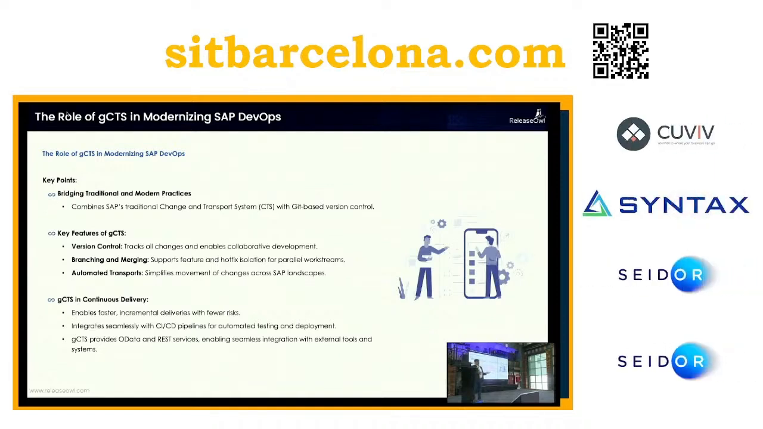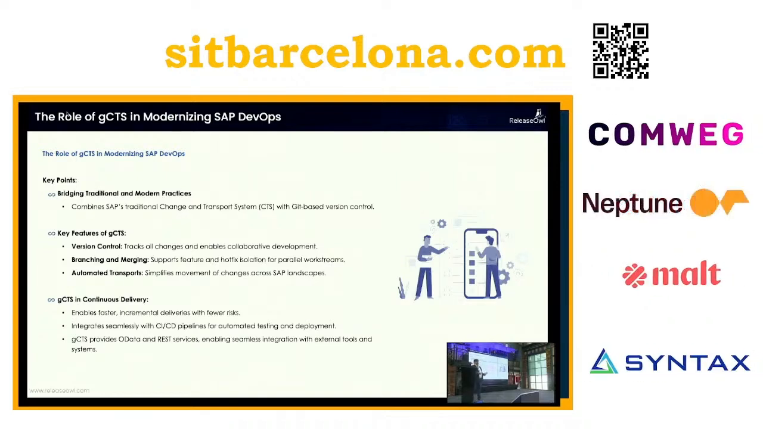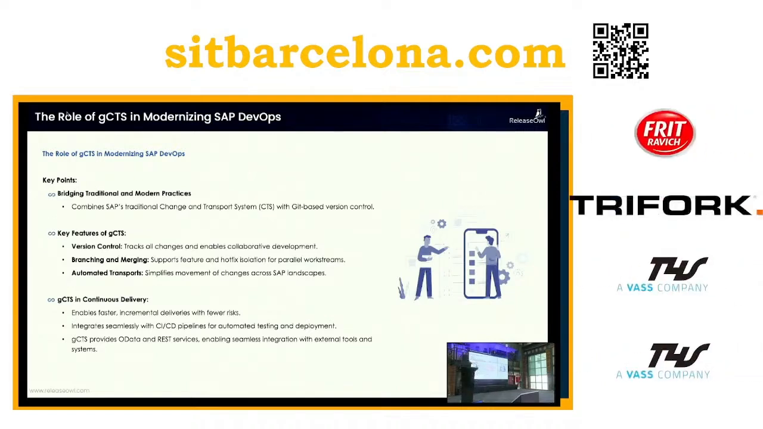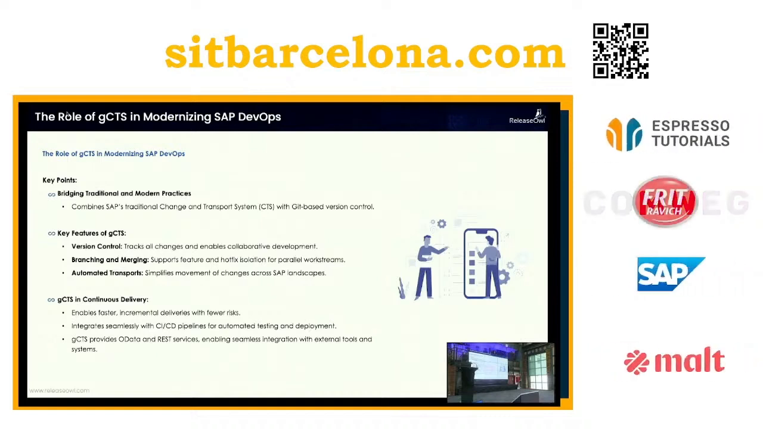gCTS has been there as long as CTS has been there. But adoption of gCTS has run into a lot of challenges, and that is where we are trying to take gCTS much deeper. What gCTS brings is that it combines the traditional Change and Transport System with version control.